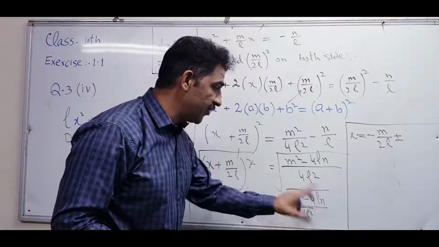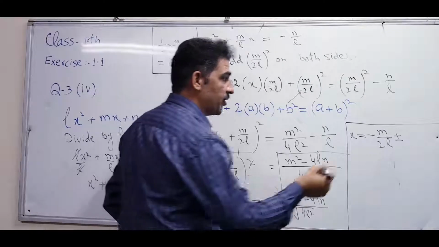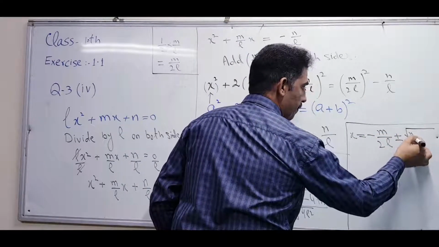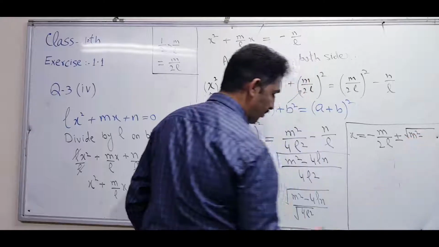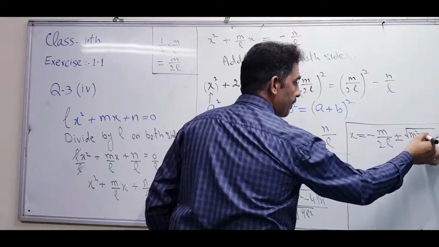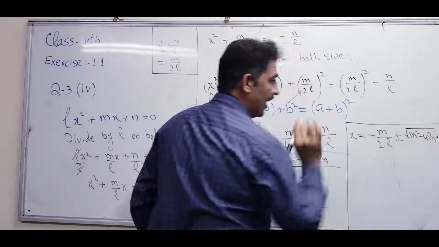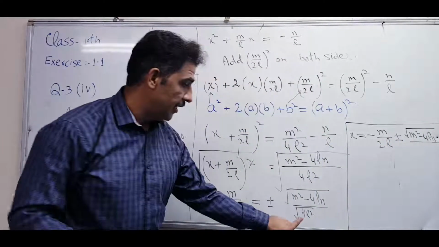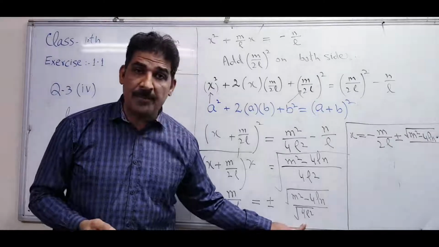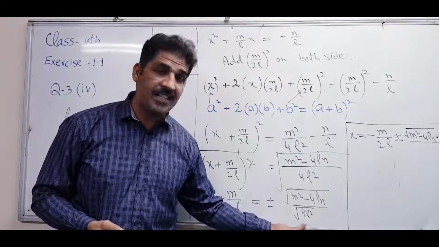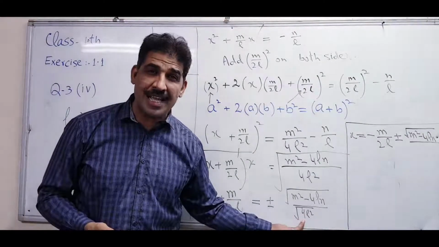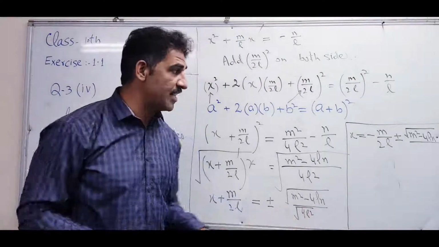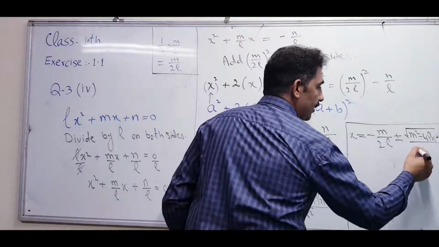M square minus 4ln, its square root is not possible, so you have to write it the same: m square minus 4ln. In the denominator, these two terms are multiplying. That's why it is possible to take its square root. Square root of 4, what is that? 2. Good. And the square cancels with the square root. What is remaining? 2l. Good.